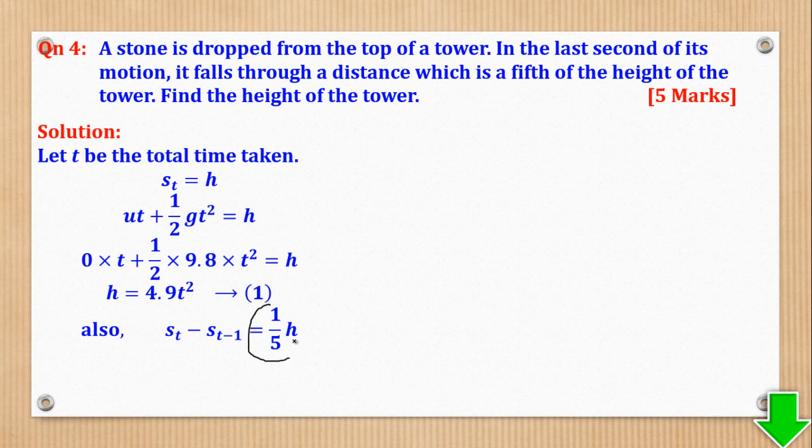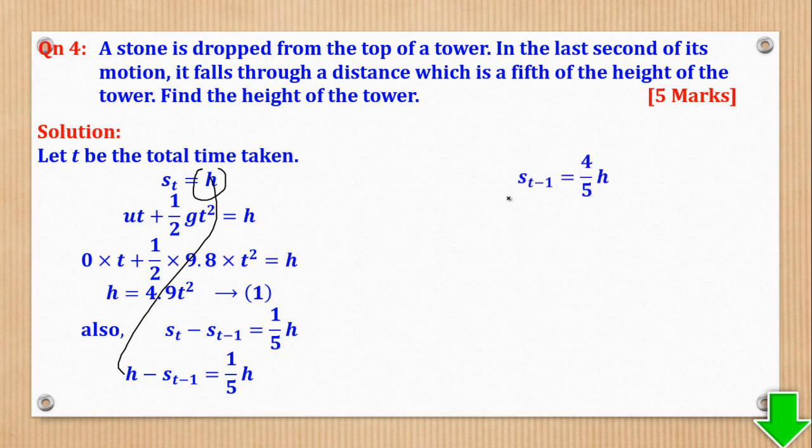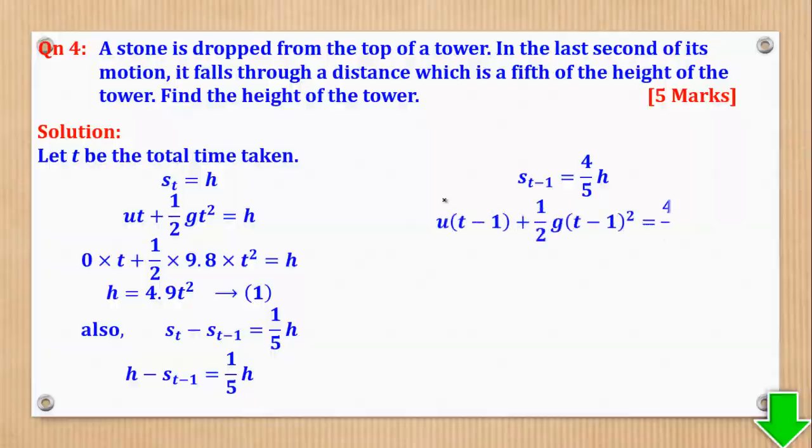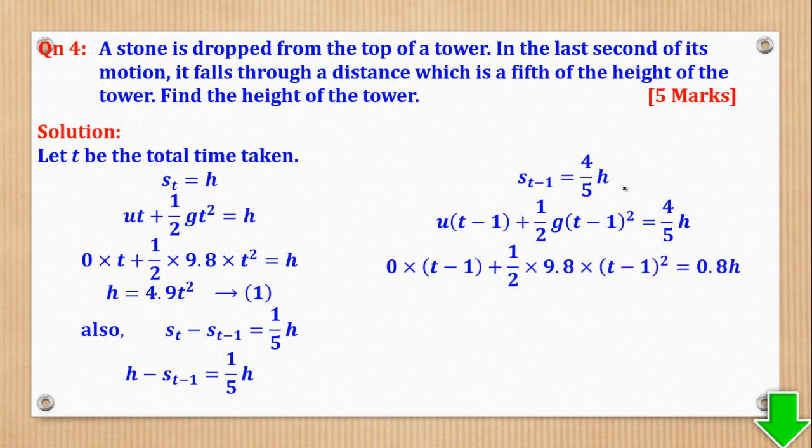So that distance moved is a fifth of the total height. So come and substitute. s at t was h. So I can get s at t minus 1, that is s when time is t minus 1. So from the second equation, where there is t, you put t minus 1. Substitute for u because it was dropped, and g. Then simplify to get 2 equations. Now I have 2 equations and 2 unknowns.